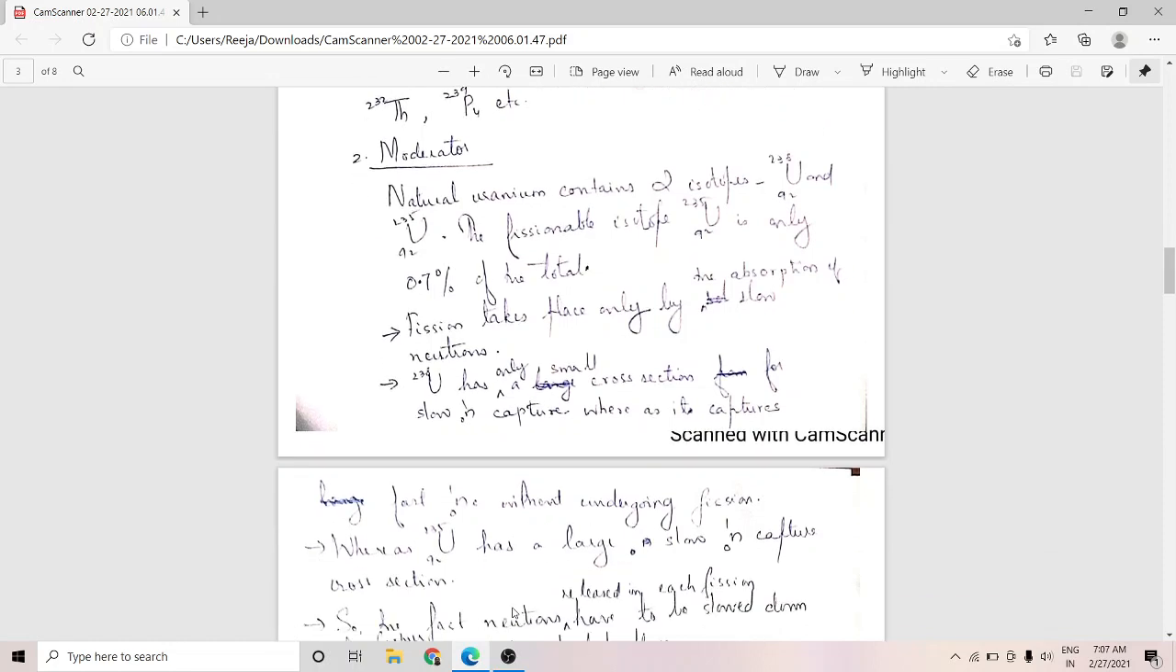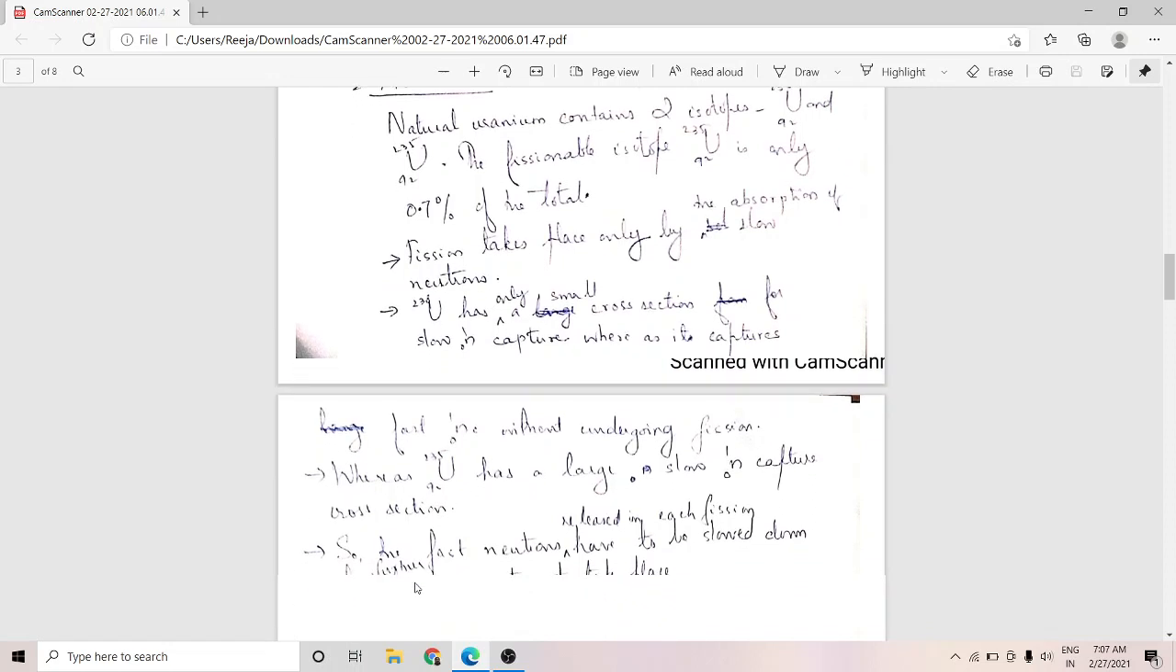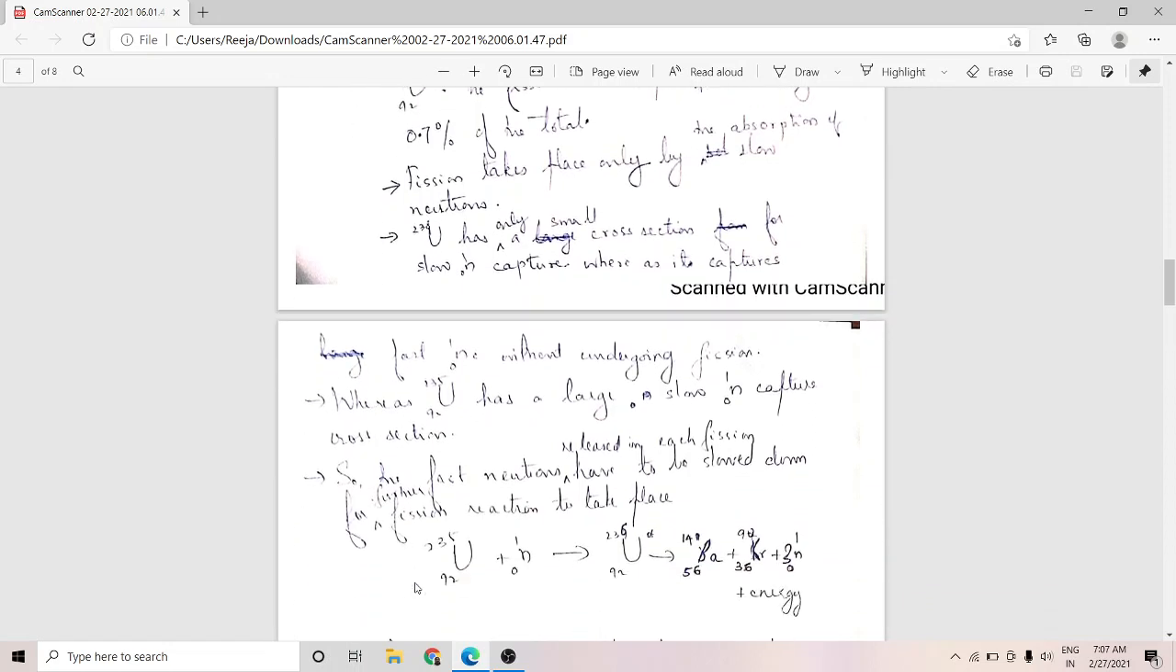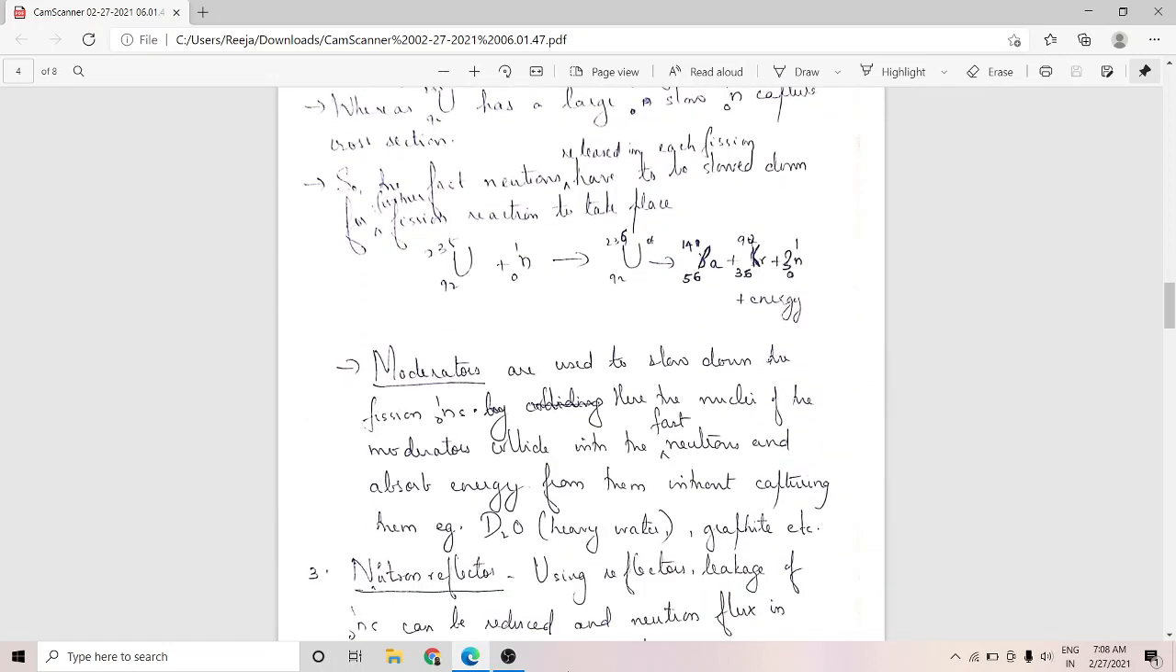Whereas uranium-235 has a large cross-section for slow neutron capture. Okay, so what is our responsibility? We have to slow down the neutrons to make the fission possible. That is, uranium-235 has to have a large number of slow neutrons available so that this fission reaction becomes possible. So, what are moderators? Moderators are materials used to slow down the fission neutrons.